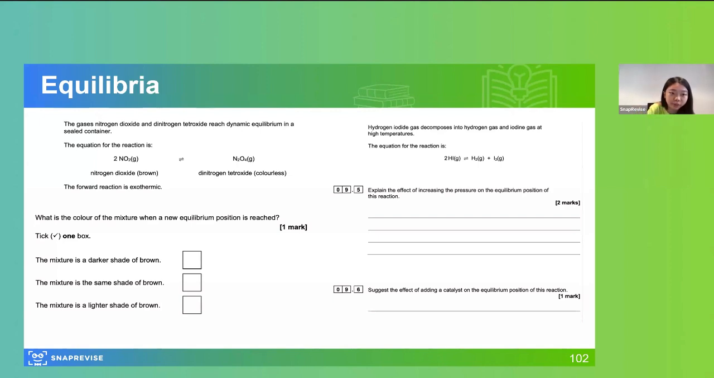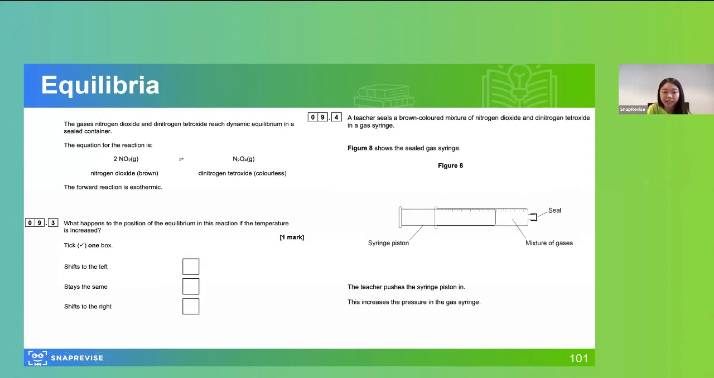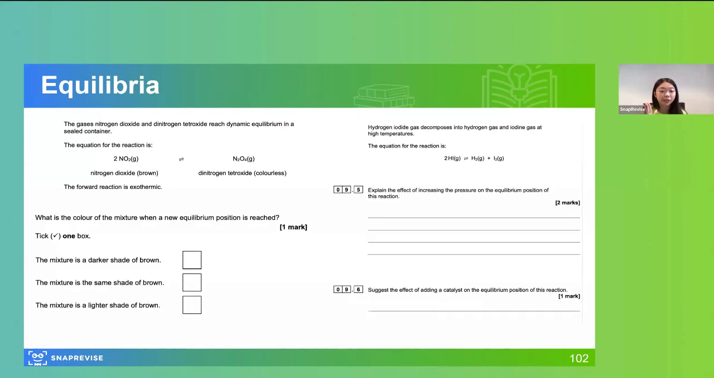Sorry, I forgot to give you this extra information. It's asking you what happens when you increase the pressure in the gas syringe. So what happens when you increase the pressure in the gas syringe? What is the color of the mixture?